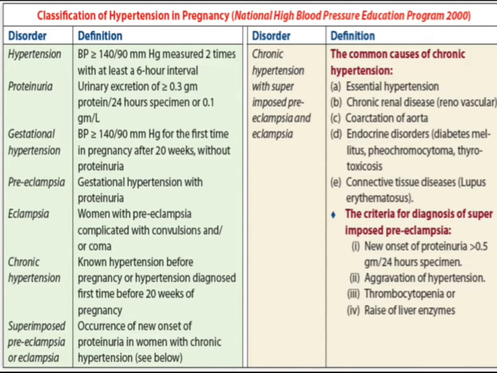The common causes of chronic hypertension: essential hypertension, chronic renal disease, coarctation of aorta, endocrine disorders such as diabetes mellitus, pheochromocytoma, thyrotoxicosis, connective tissue diseases, lupus erythematosus. The criteria for diagnosis of superimposed preeclampsia is new onset of proteinuria greater than 0.5 grams per 24-hour specimen, aggravation of hypertension, thrombocytopenia, or elevated liver enzymes.